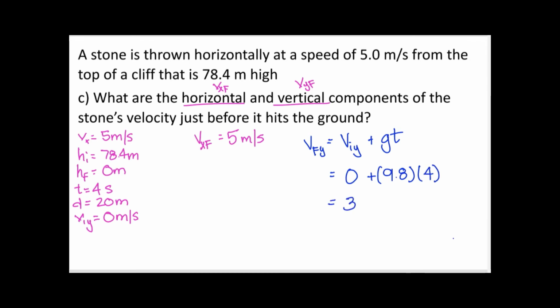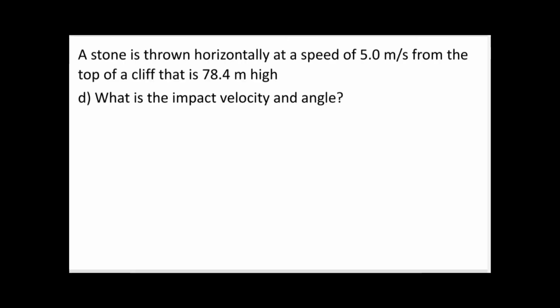So then it's going to be 39.2 meters per second. So that one wasn't that bad either, because our initial y velocity was 0. If we're doing an angled projectile, that one will be a little different because you'd have an initial y velocity. But because this one was launched horizontally, you don't have that initial y velocity, so that's a little easier. And then we want the impact velocity.